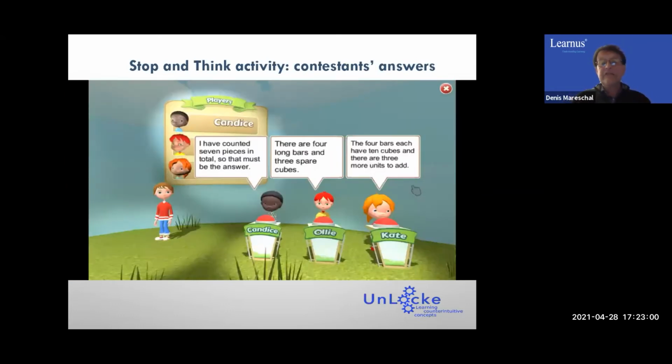Once they've provided an answer, they're presented with some options by the different candidates. For example, Candice would say, I've counted 7 pieces. Oli would say, there are 4 long bars and 3 squares. And Kate would have 4 bars each, and so forth. Andy would ask them to choose which child had the right answer and why. They could go through several iterations of this. If they had the right answer, they would move on to the next phase, which I'll describe in a minute. If they had the wrong answer, there would be several cycles with more scaffolding of what the answer could be, an explanation, and so forth.